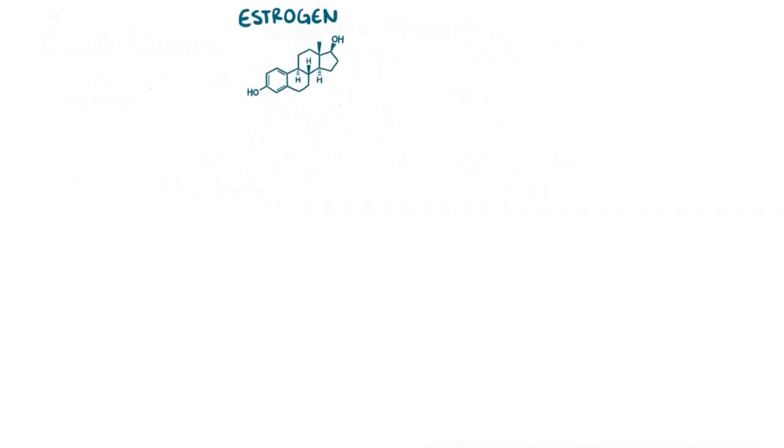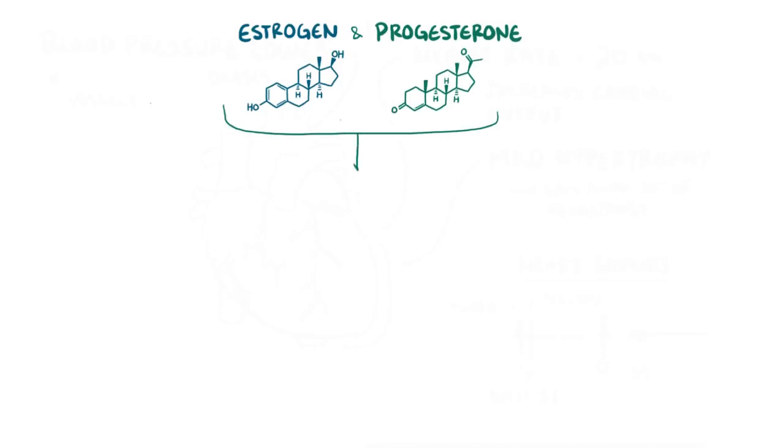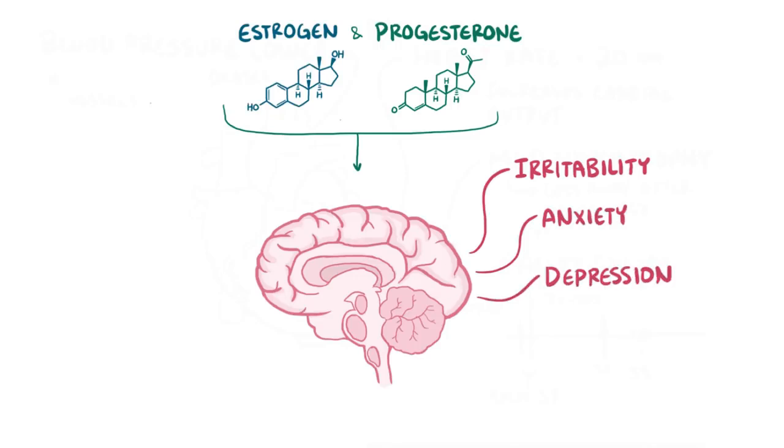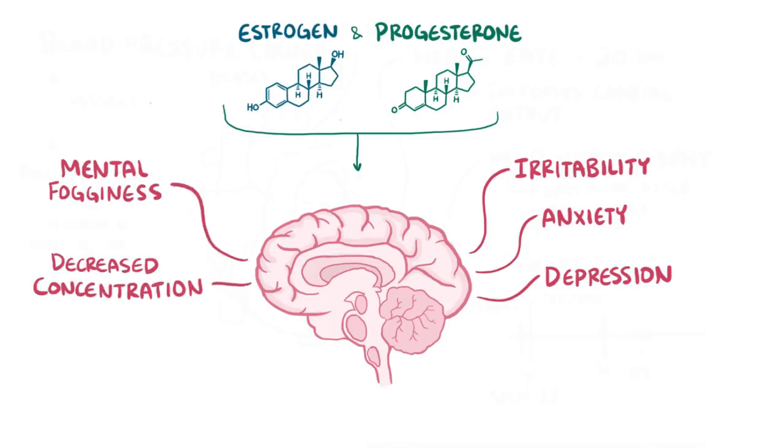Now, high levels of estrogen and progesterone can also affect mood, and the effect can range from mild irritability to severe anxiety and depression, all of which can be very unexpected. Many women also describe a mental fogginess or decreased ability to concentrate, which might be related to hormonal changes or general fatigue and sleep deprivation.